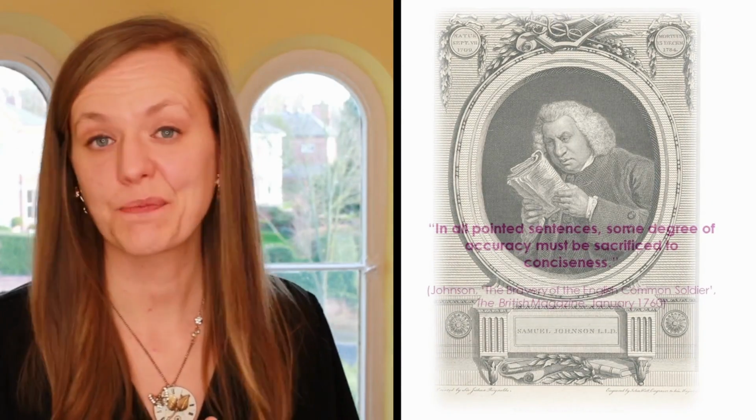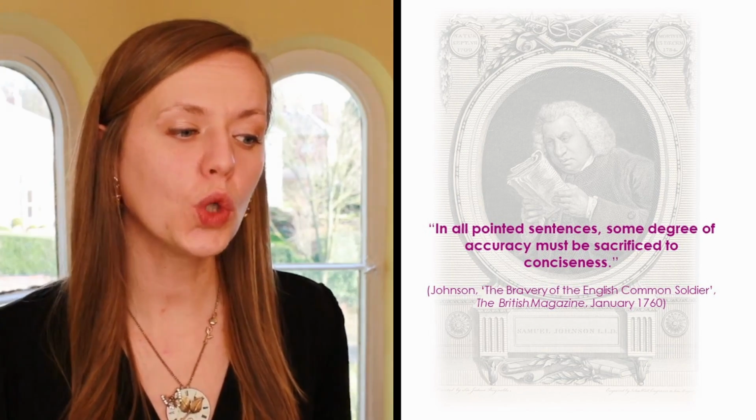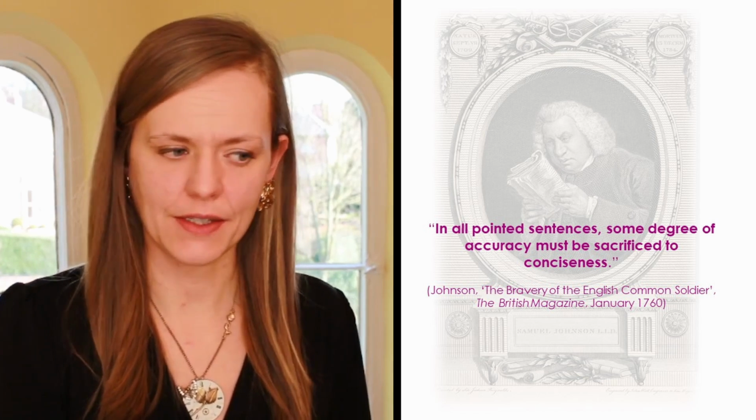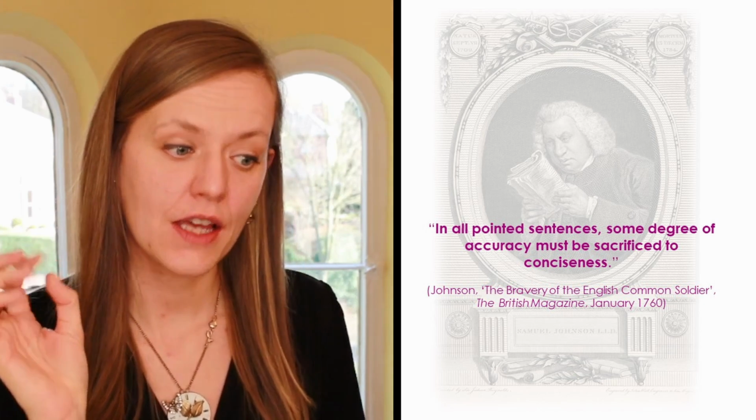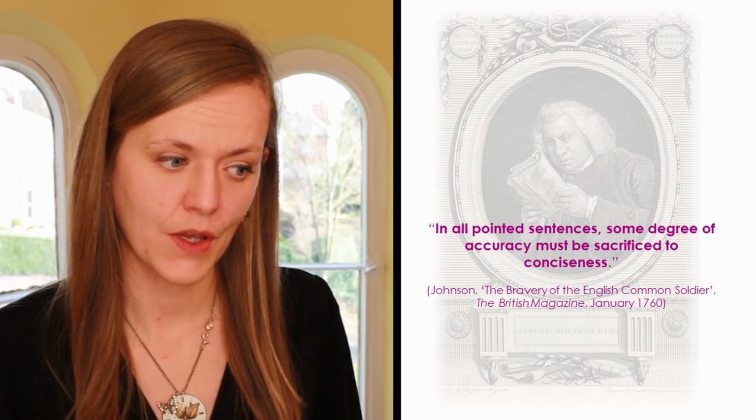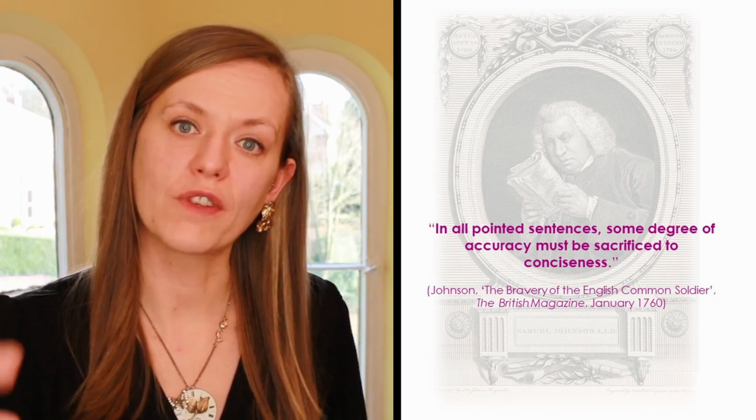Samuel Johnson, who valued Alexander Pope's poetic concision in the quotation I mentioned earlier, favoured an epigrammatic style of writing in his own prose too. He wrote poetry, but he particularly excelled in epigrammatic prose writing. This is an example from January 1760, where he declared that in all pointed sentences, so pointed, sharp, suggesting criticism, some degree of accuracy must be sacrificed to conciseness. So again, we've got this idea of the promotion of concision.